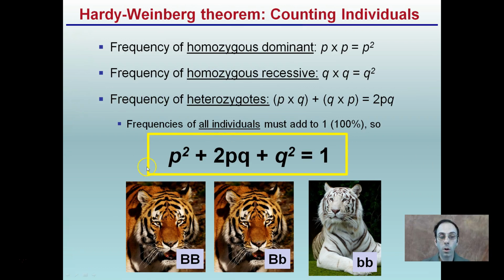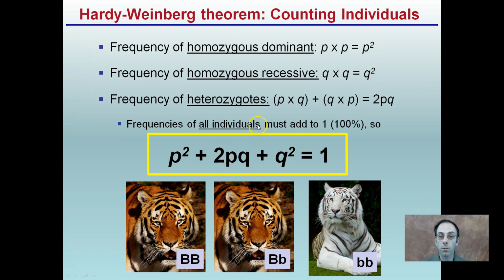So this is the Hardy-Weinberg equation right here. P squared plus 2PQ plus Q squared equals 1. What does all this refer to? Well, homozygous dominant is P times P, which is where your P squared comes from. This is represented right here. Homozygous recessive, remember we changed our little b's to q's. Q times Q, which is Q squared, that's represented by this individual.